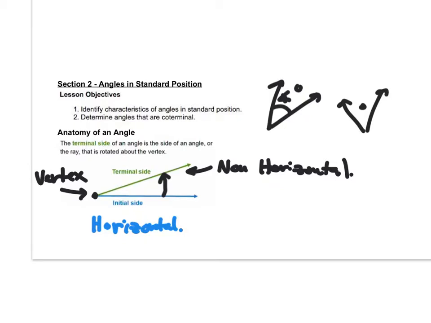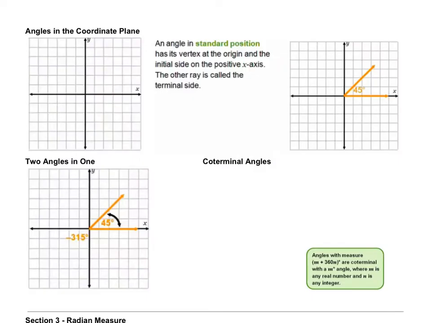That's where the two rays meet, where the angle is formed. So that's the idea. Now we're going to take this idea and apply this concept of an angle on the coordinate plane. So that's what we're going to do on the next page. On this page we're going to talk about angles in the coordinate plane.